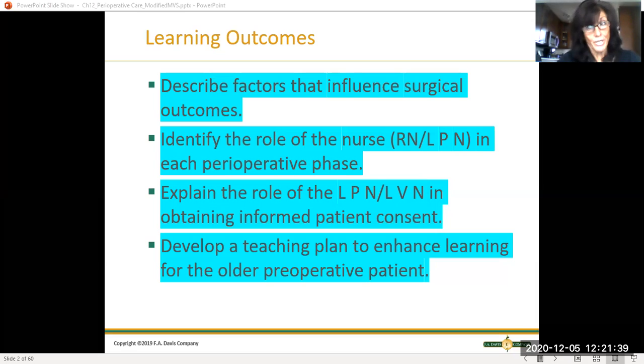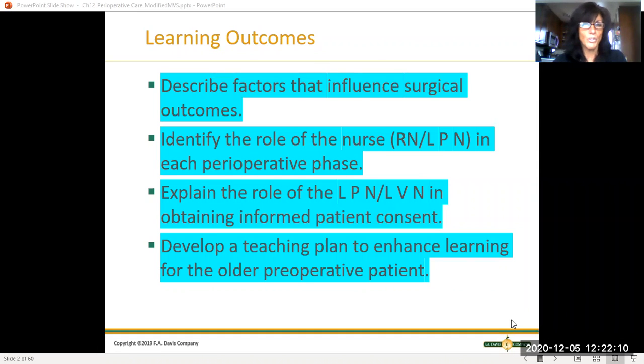So what are we going to learn? We are going to learn the factors that influence surgical outcomes, right? So things that can have a positive or negative impact on how a patient does with surgery. We're going to identify the nursing role in every perioperative phase. And remember, peri means kind of around or all through. So perioperative means pre-op, intraoperative, and postoperative. Before the surgery, during the surgery, after the surgery.